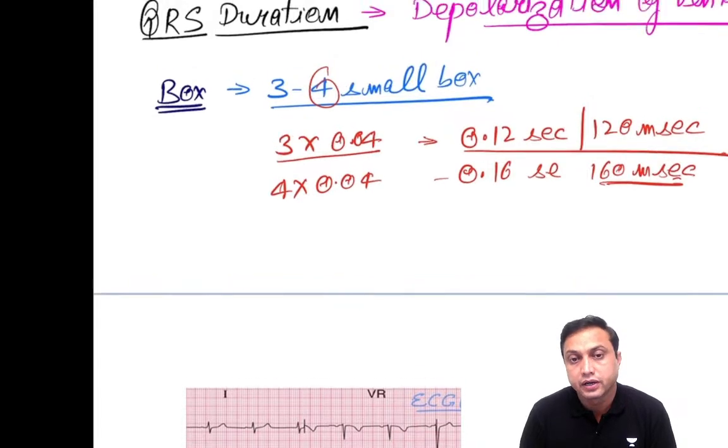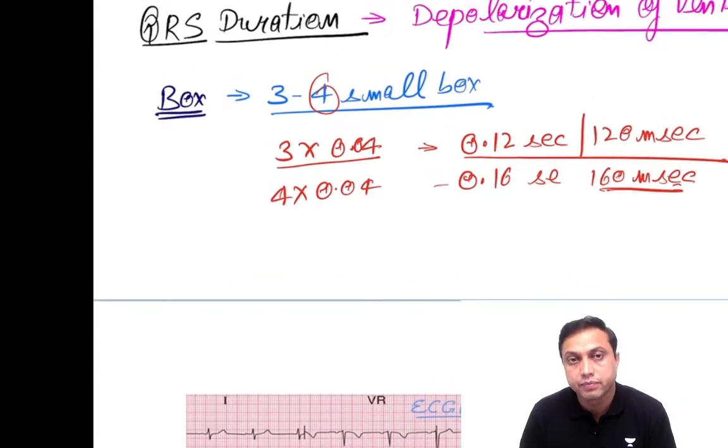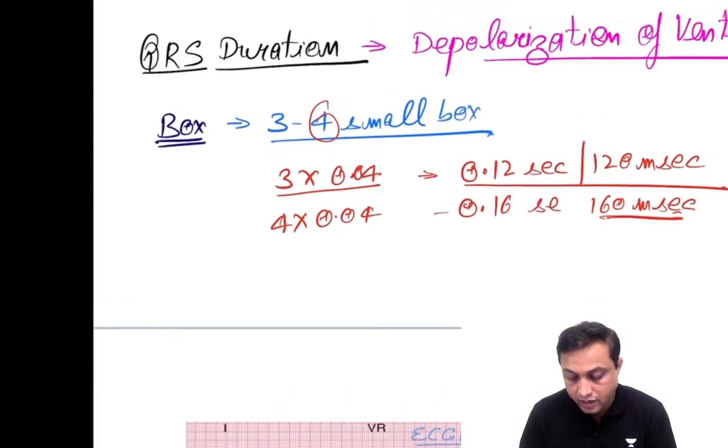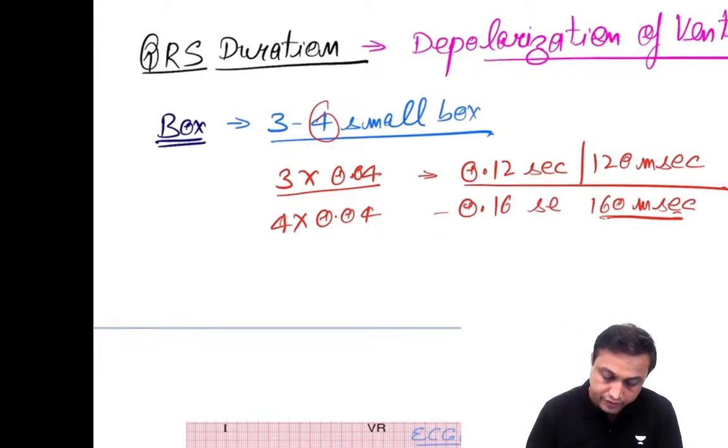What we have learned till now is how to identify the P wave, right? And how to identify the rhythm. The rhythm is best seen in the P wave, right? We have learned this. Then what does this PR interval mean? What does this QRS mean? Right, this we have learned over here.